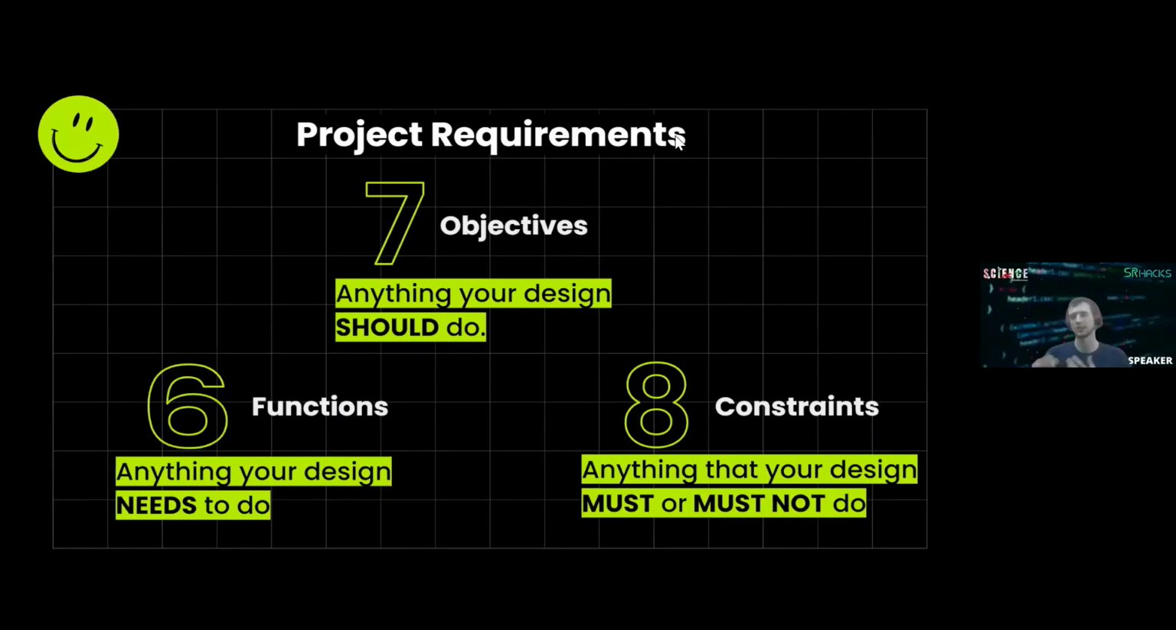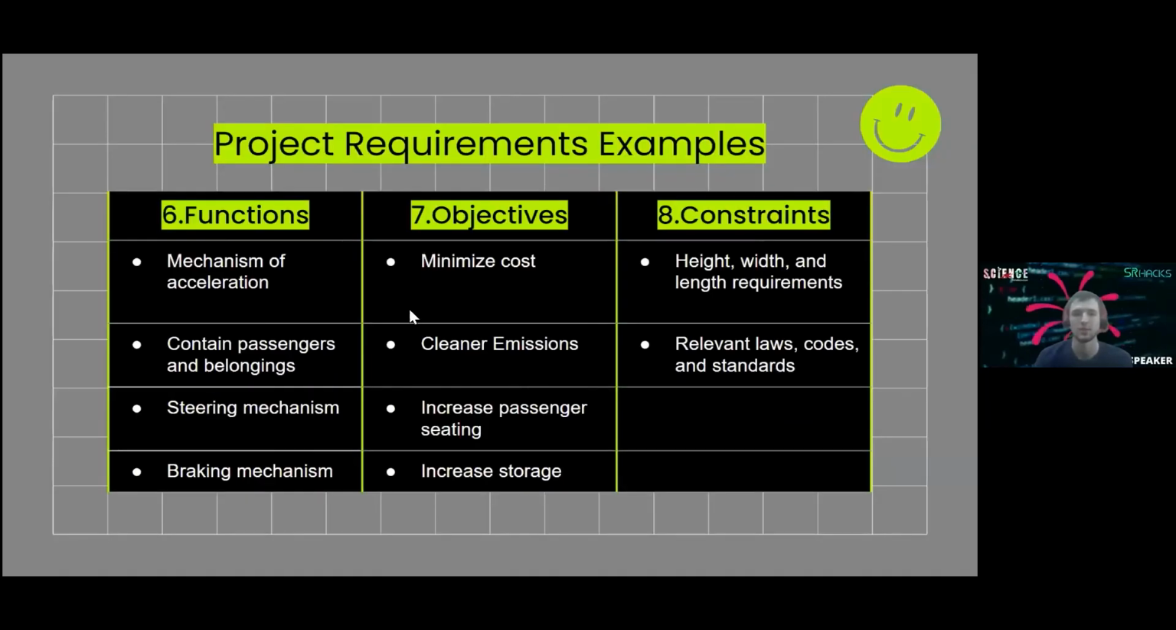And in regards to this competition, like was mentioned, you're probably not going to have a lot. License plate holder, exactly. Okay, so those are the project requirements. These were my examples of functions, objectives, and constraints. You guys managed to get quite a few of them.